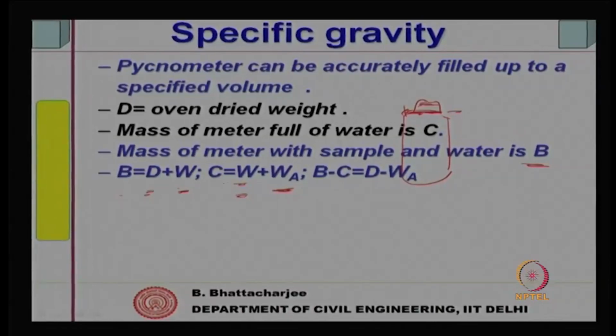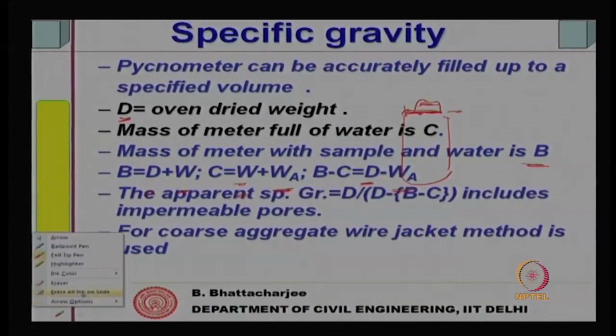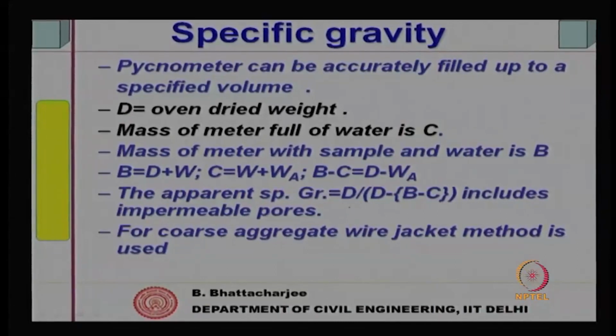So, B minus C will give you D minus W_A, that means the oven dried mass of the aggregate minus the mass of the same volume of water. The apparent specific gravity, therefore, one can calculate as D divided by (D minus (B minus C)), because B minus C is this. So, if you subtract from D, you get the mass of water having the same volume.